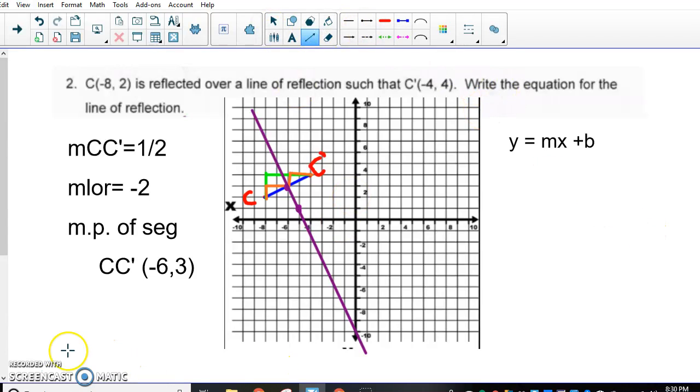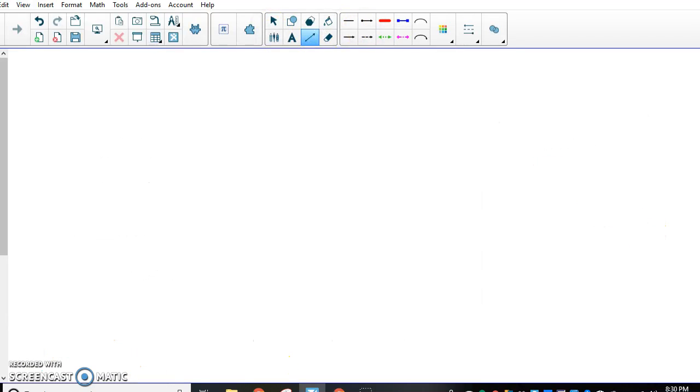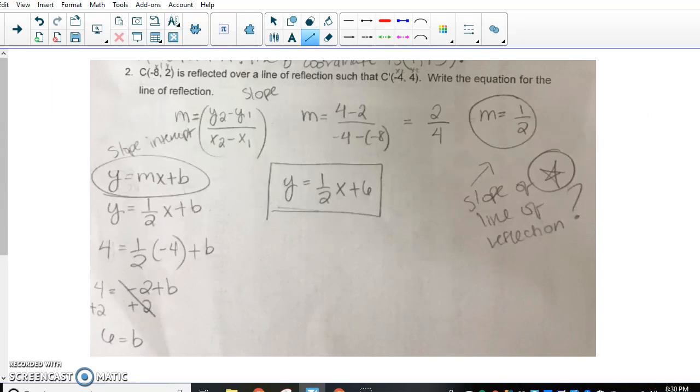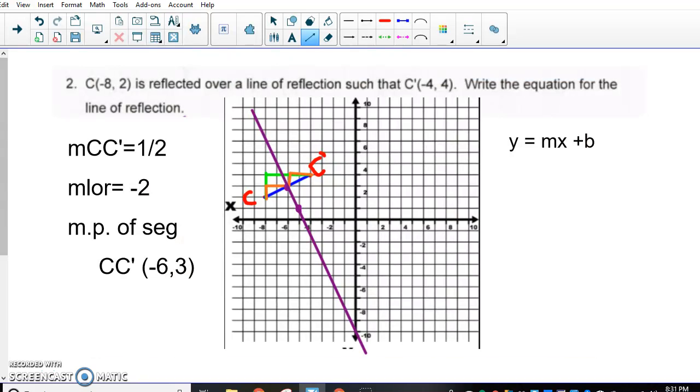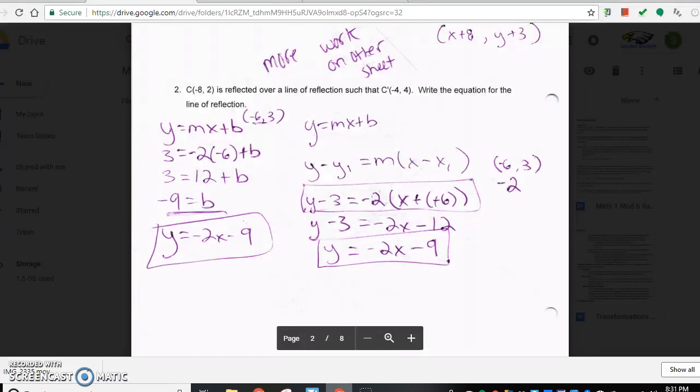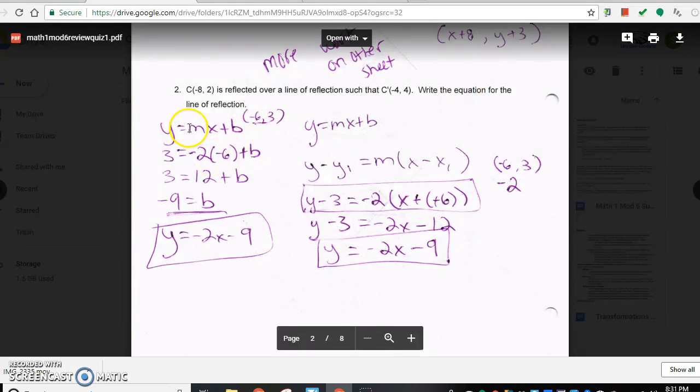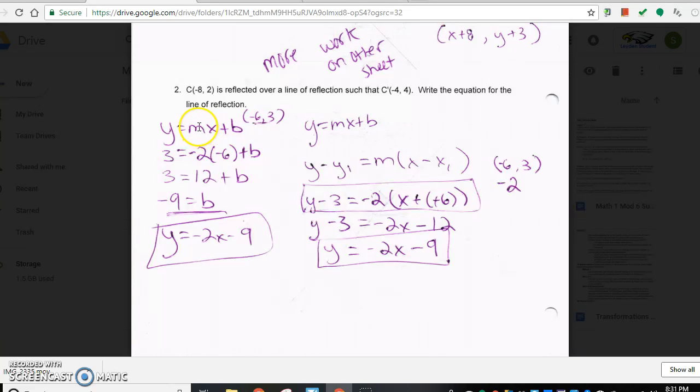So this is where the other work comes in. Oh, it's on my answer key. Here it is. If you do it this way, by all means, you have the slope is -2, so I replace that, and you've got a point on the line. There you go. Wherever I see an x, I'm going to put the -6. Wherever I see a y, I'm going to put the 3, and go ahead and solve for b. There's your equation of the line in terms of y equals mx plus b.